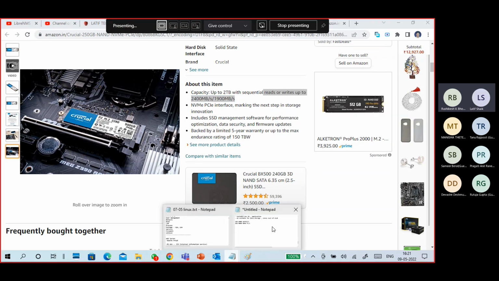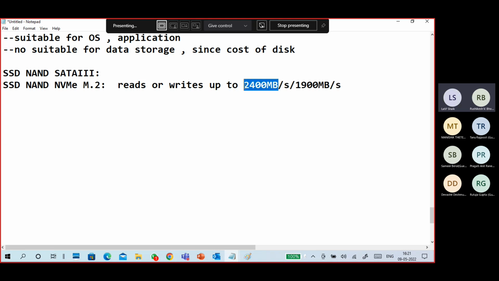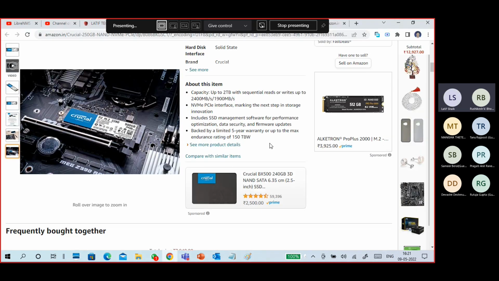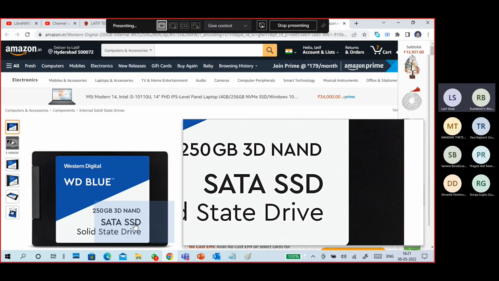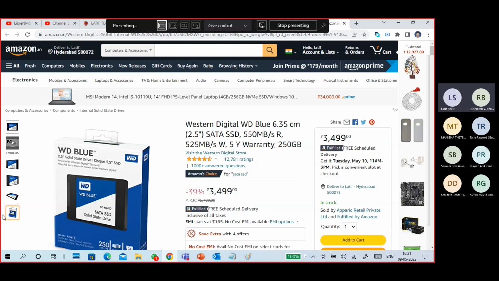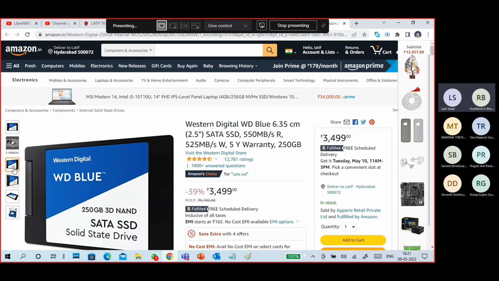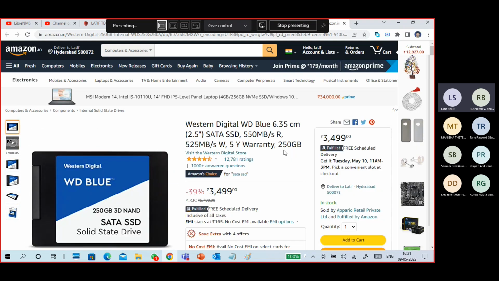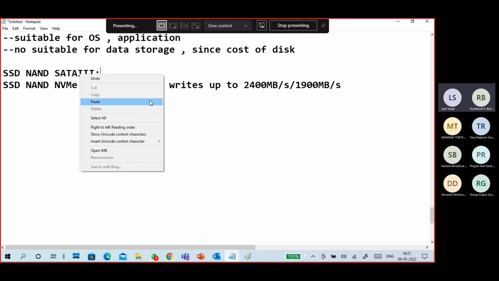The read and write speed of this SSD is almost 2.4 gigabytes per second. That is the read and write speed. This is a 250 GB 3D NAND SATA SSD. On this one you have to connect a SATA connector, like how you connect a normal laptop hard disk, you will connect it like that. So this is the speed of your SATA. This is the read and write speed of the SATA SSD.